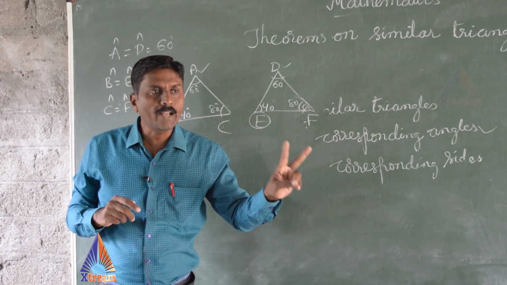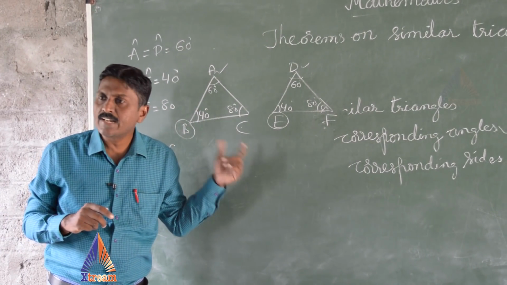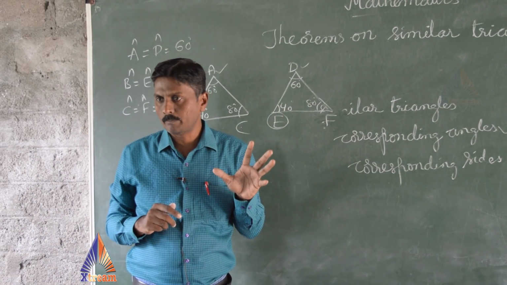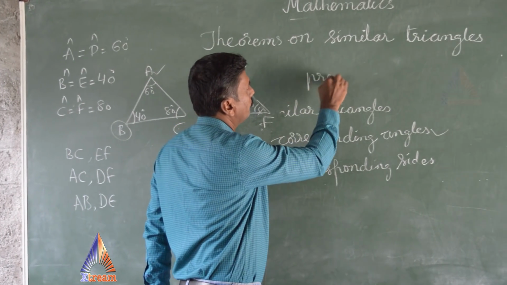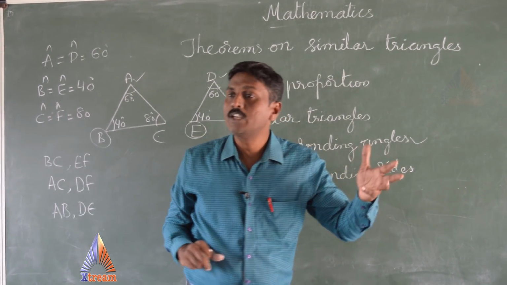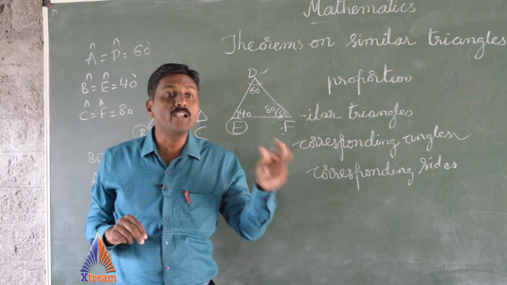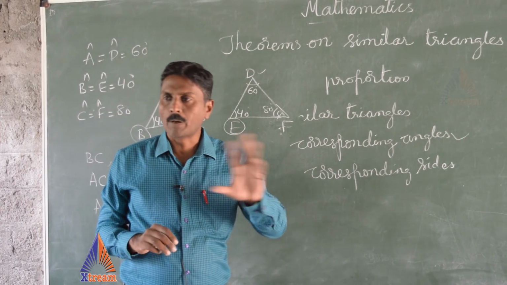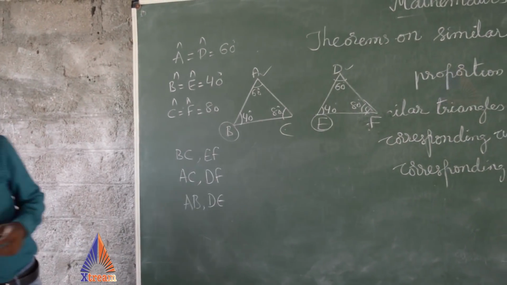Two triangles are said to be similar if their corresponding sides are proportional or corresponding angles are equal. Now let me tell you the meaning of proportional. Just recalling, equality of ratios. If the ratios of corresponding sides are equal, then we say that they are in proportion. Okay, now let me get into the theorem.